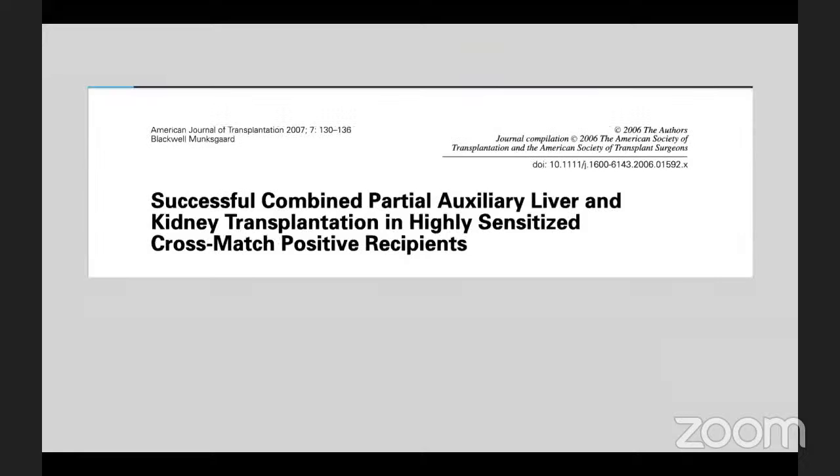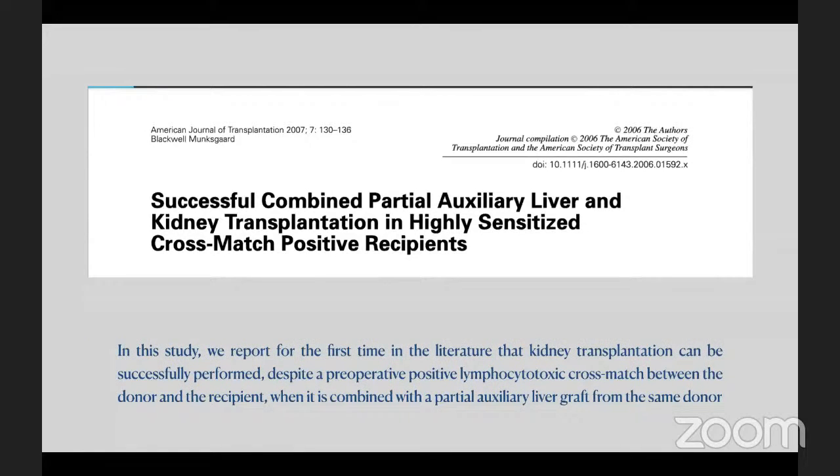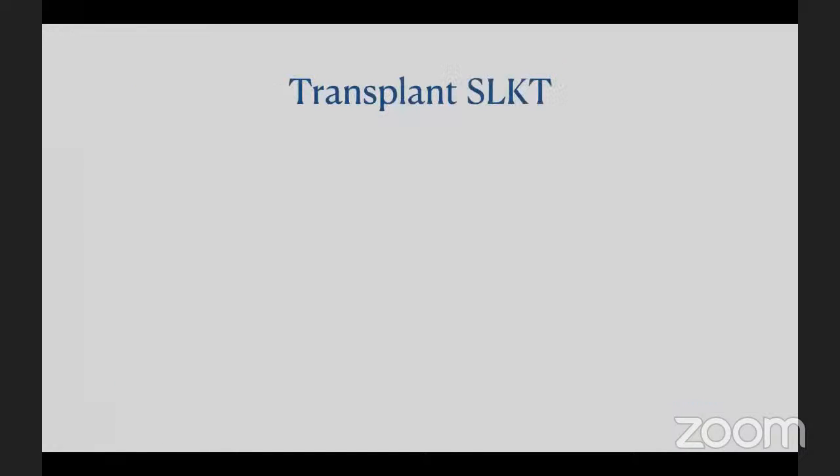This was a paper published in the American Journal of Transplantation, a successful combined partial auxiliary liver and kidney transplant in a highly sensitized cross-match positive recipient. What they found, for the first time in literature, was that a kidney transplant can be done successfully despite a perioperative positive lymphocytotoxic cross match between the donor and the recipient, where the combined partial auxiliary liver graft from the same donor actually circumvents this positive cross match.